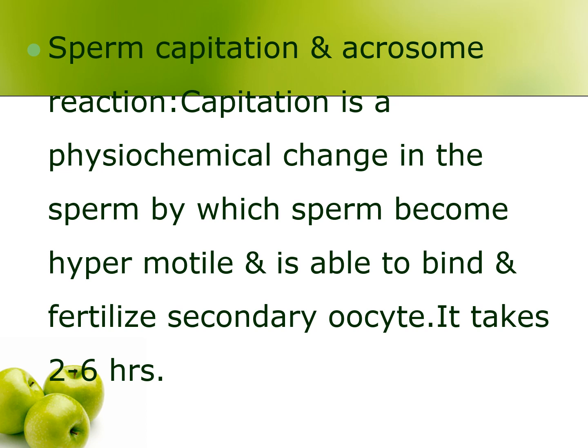Sperm capacitation or acrosome reaction. Capacitation is a physiochemical change in the sperm by which the sperm becomes hypermotile and is able to bind and fertilize the secondary oocyte. It takes 2 to 6 hours. In the head of the sperm, the cap-like structure known as the acrosome undergoes certain physiochemical changes, which gives motility to the sperm and helps it bind with the secondary oocyte or ovum. That process is known as sperm capacitation or acrosome reaction.